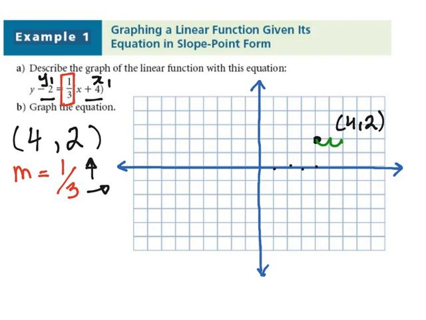So 1, 2, 3, and 1 movement up. Now we connect these two dots, and here's the equation of our line.